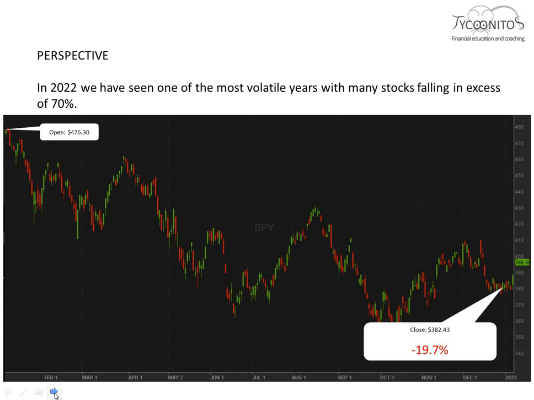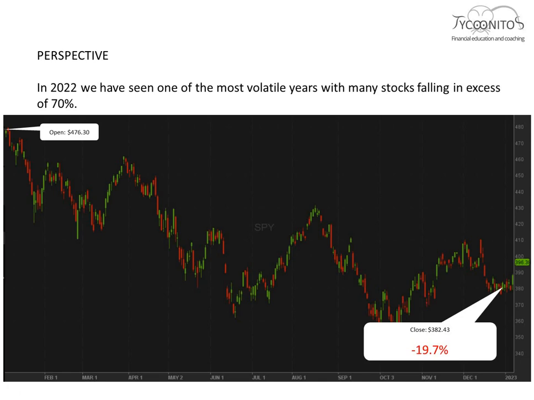Inflation was hammering most of the countries, and if you look at where we started back in January 2022, the SPY was at 476, and a year later it closed at 382, down 19.7%. And as you can see, we had some massive swings, and a lot of the stocks lost more than 70% of their value.